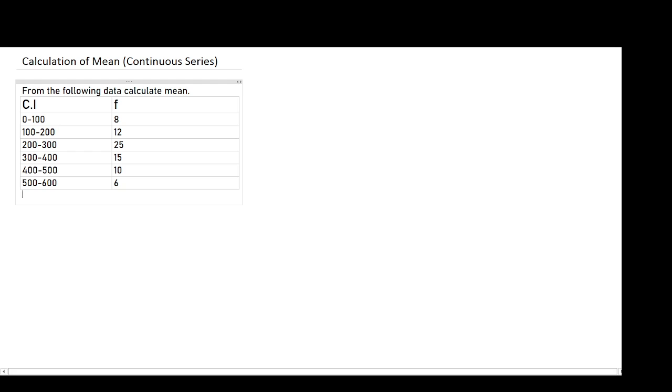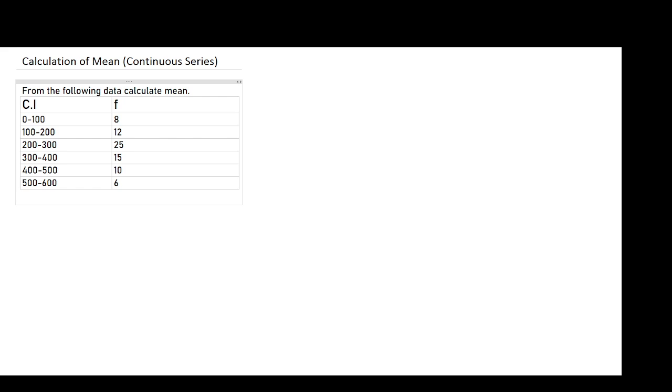In my previous video, I explained the calculation of mean for continuous series using direct method, shortcut method as well as step deviation method. In today's video also, we'll continue the same calculation. We are going to calculate the mean for continuous series using direct method, shortcut method as well as step deviation method. So in a single example, I'm going to show all the three methods of calculation.